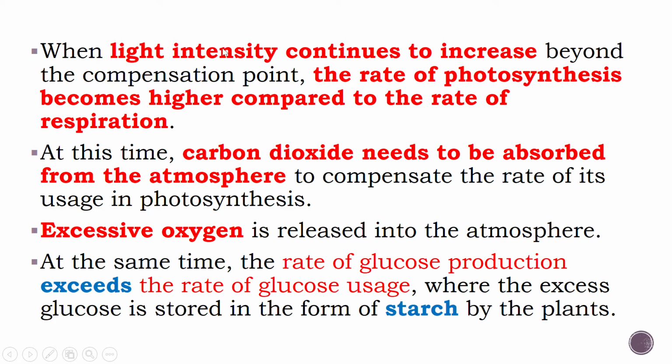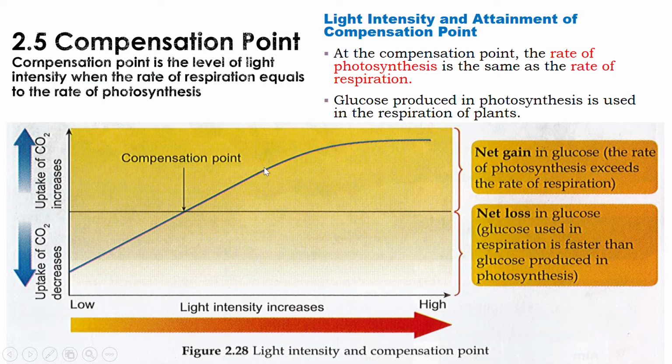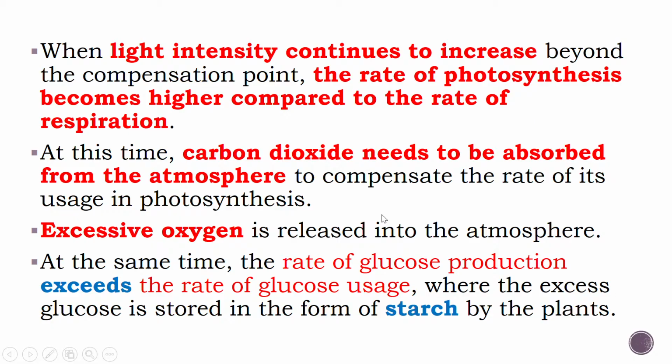Okay, so this is the elaboration. It says when the light intensity continues to increase beyond the compensation point, the rate of photosynthesis becomes higher as compared to the rate of respiration. So it is describing this part over here. Light intensity increases, and the rate of photosynthesis is higher as compared to the rate of respiration.